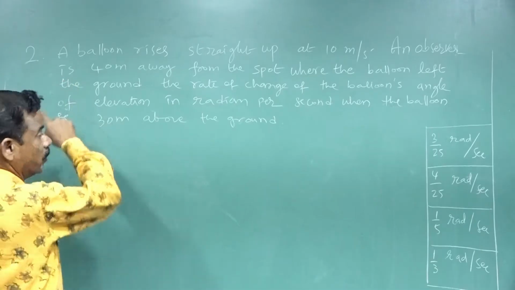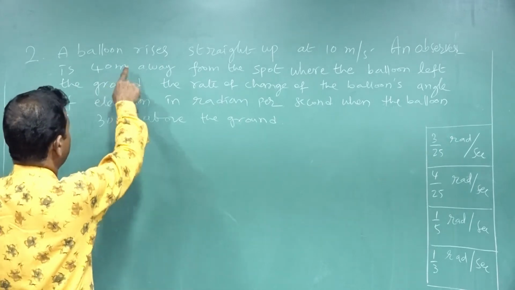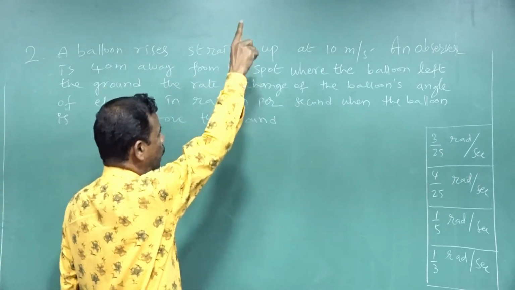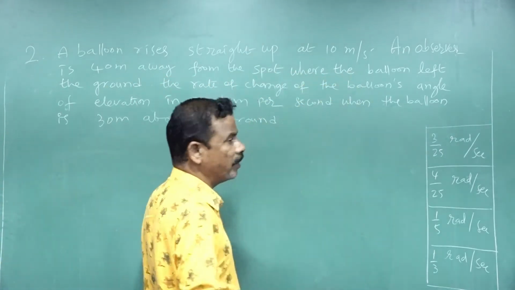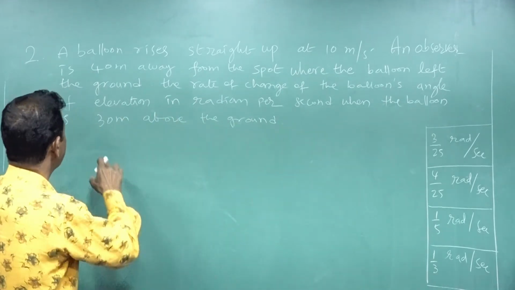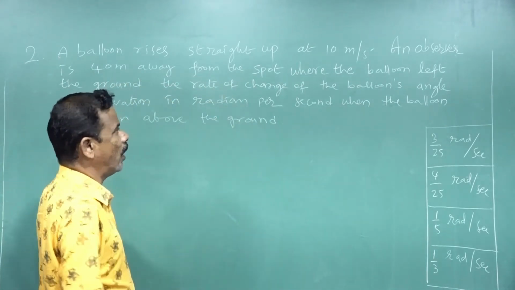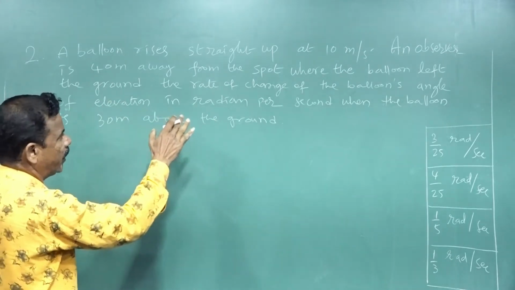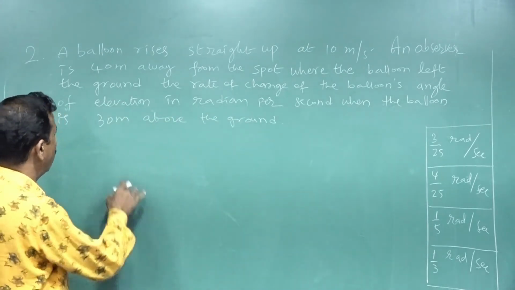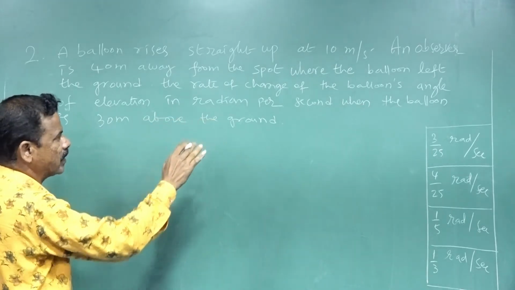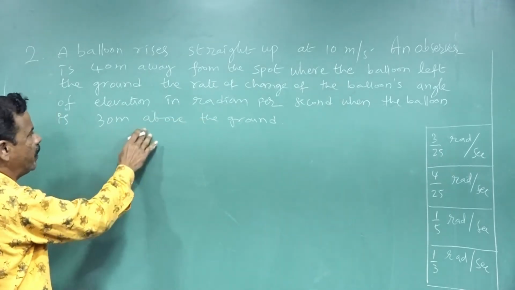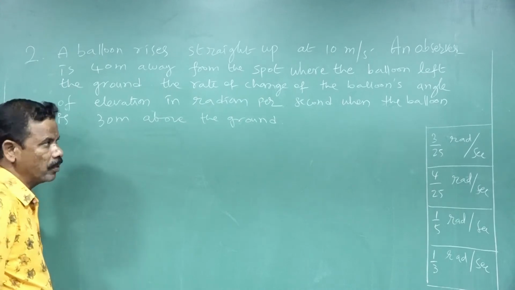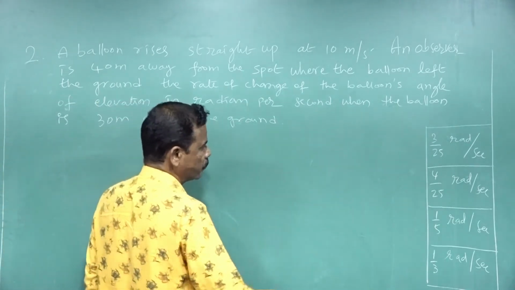First option. Second problem: a balloon rises straight up at 10 meters per second. An observer is 40 meters away from the spot where the balloon left the ground. Find the rate of change of the balloon's angle of elevation in radian per second when the balloon is 30 meters above the ground. So come to the diagram.